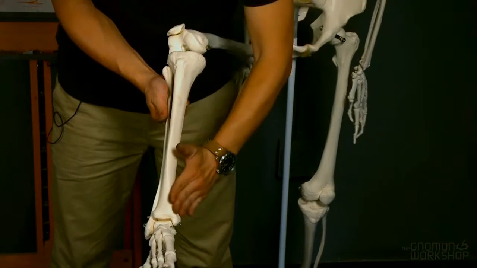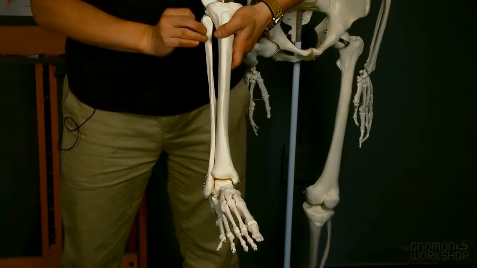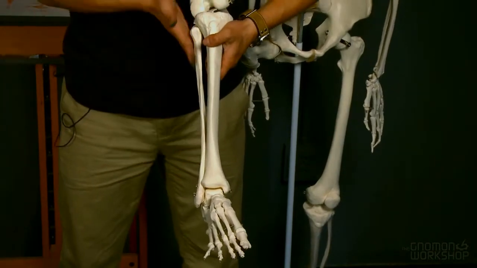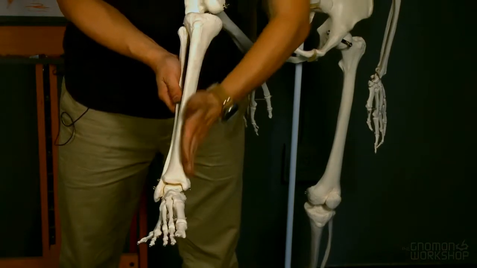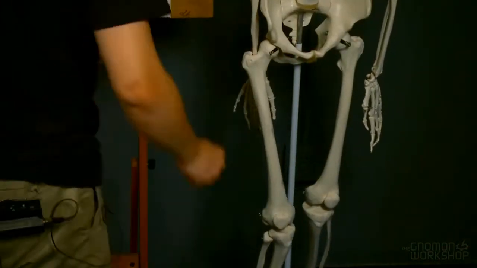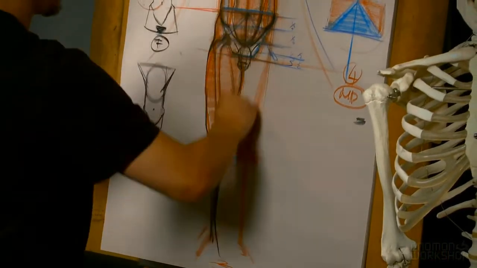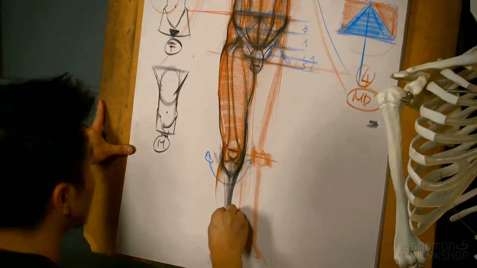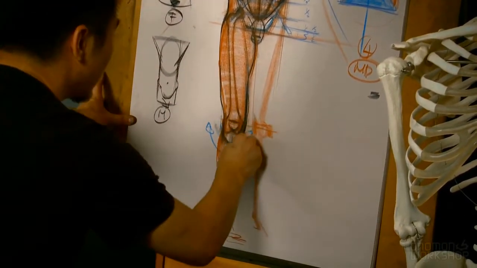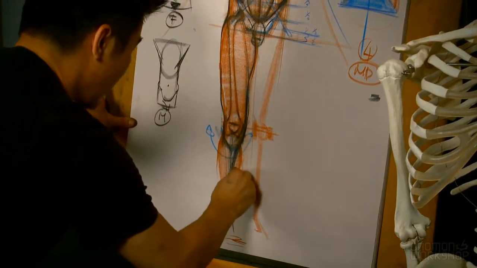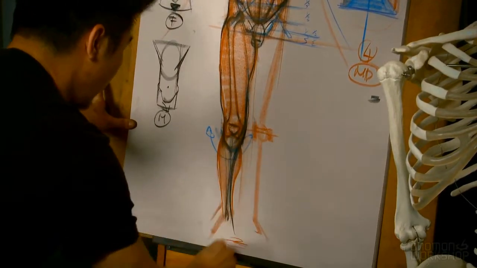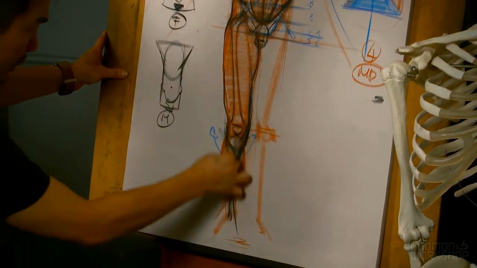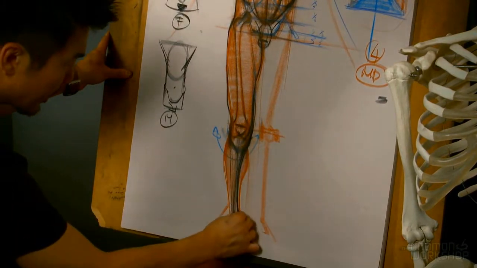You see how inside the shin is curved? The outside, because we have this bone called the fibula, is straight. The tibia looks like a letter T, and this is the fibula, so its outside is straight, inside is curved. See, inside curve, outside straight. You go all the way down to your ankle bone.